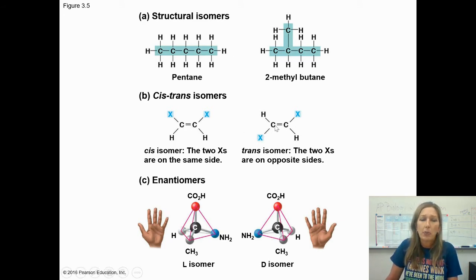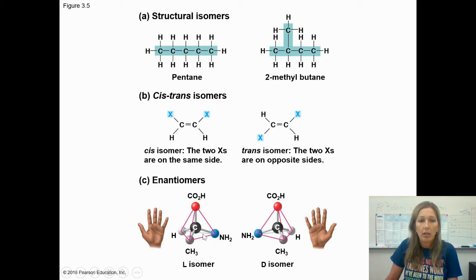Also, when it comes to a carbon-carbon double bond, functional groups can lie on different planes of this three-dimensional molecule. So this is where I can have cis-trans isomers, where functional groups end up arranged differently about this carbon-carbon double bond.